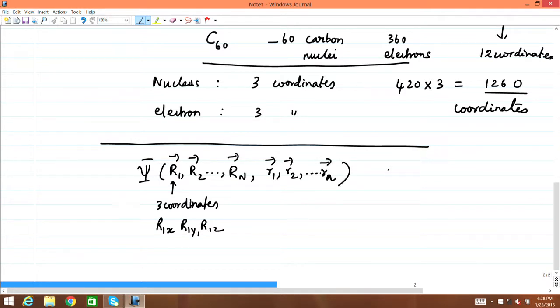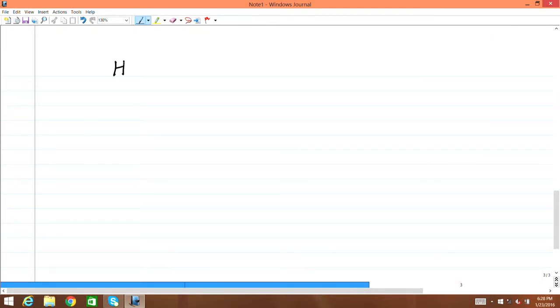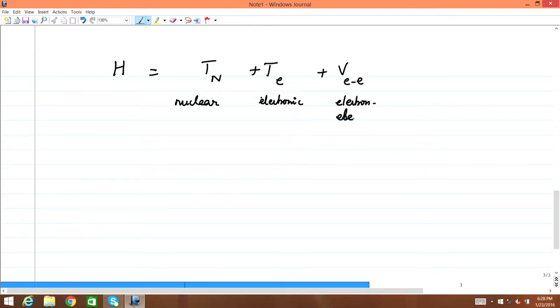Okay. This is the overall molecular wave function, and this wave function is solved for the Hamiltonian, which contains the nuclear kinetic energy T_N, the electronic kinetic energy, the electron repulsion terms, this is the potential energy term, the electron nuclear attraction terms, this is also part of the potential energy, and the nuclear repulsion terms.